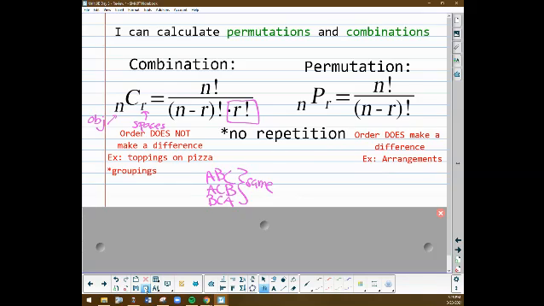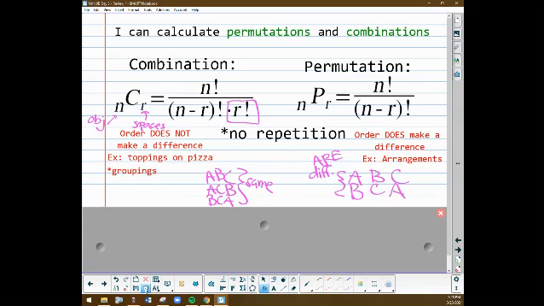Okay? Permutation, the order does make a difference. Example, if I had an arrangement and I wanted to make it look pretty, A, B, and C would look different on my shelf than B, C, A. So these are different.